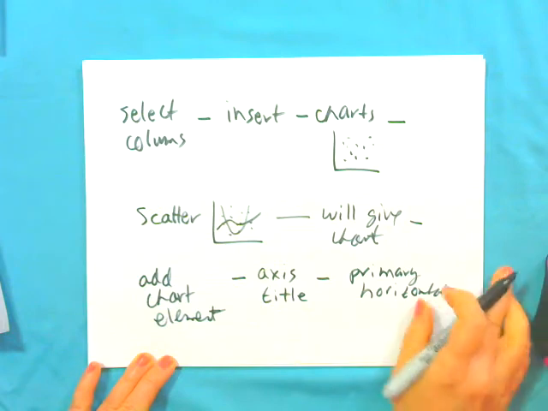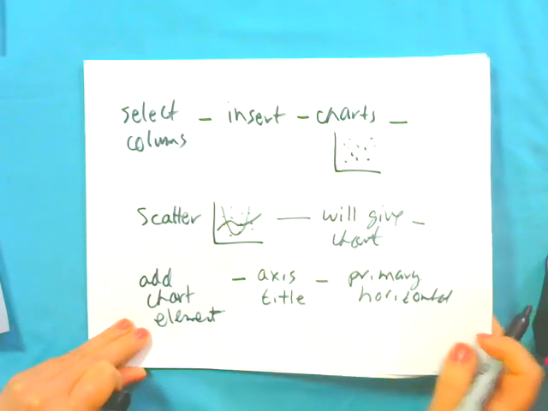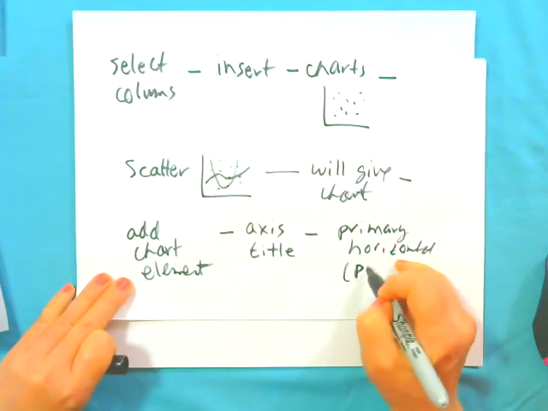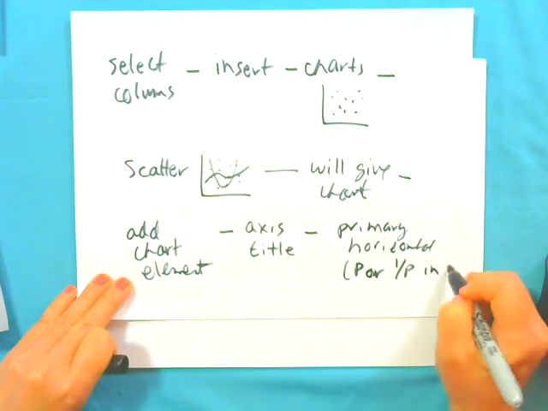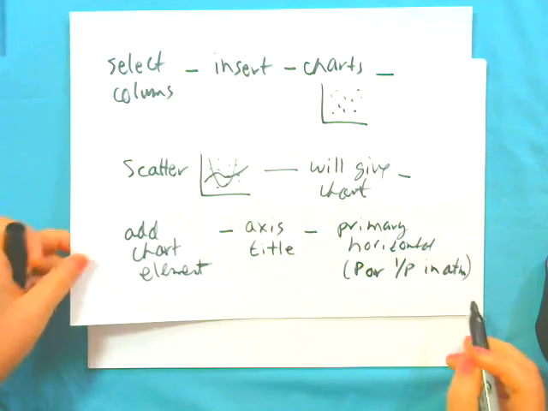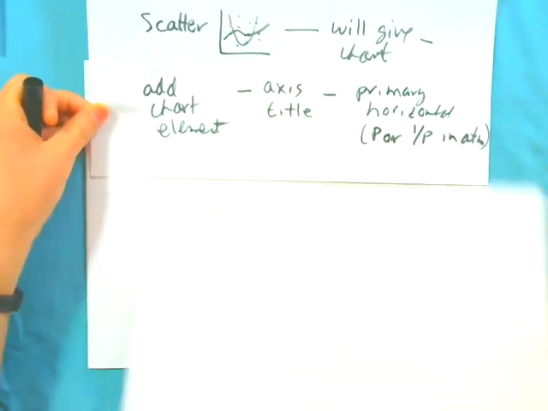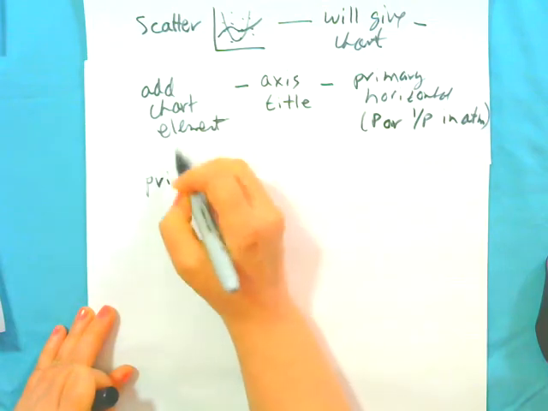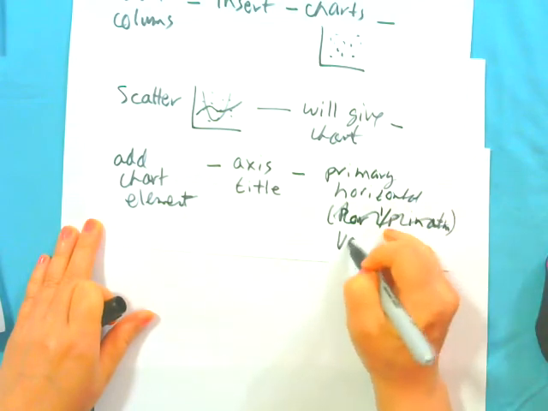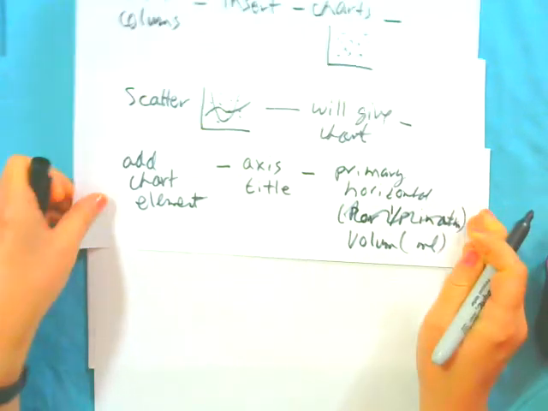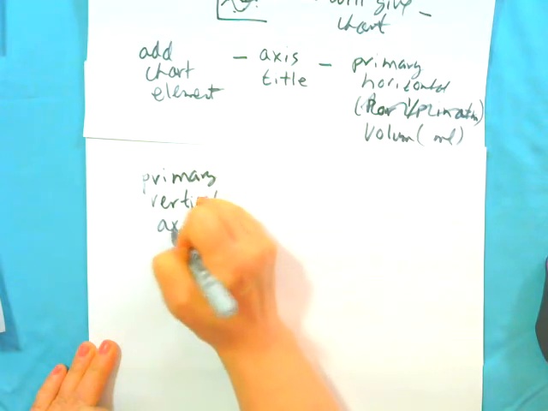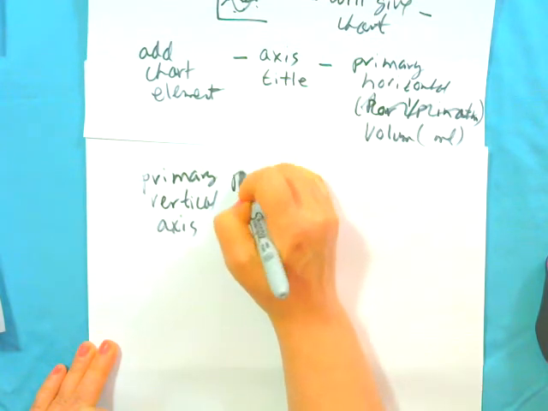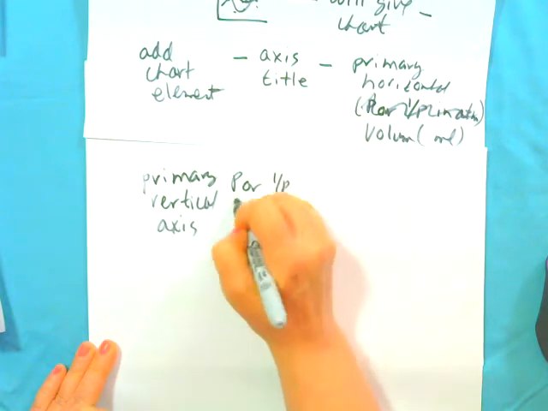And then all you have to do is put in the title of your primary horizontal axis, which should be volume in milliliters. Then your primary vertical axis would be pressure or 1 over pressure in atmospheres, where pressure is in atmospheres. 1 over P would be 1 over atmospheres.